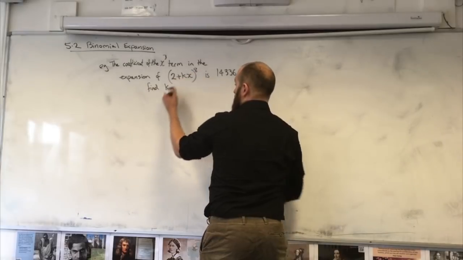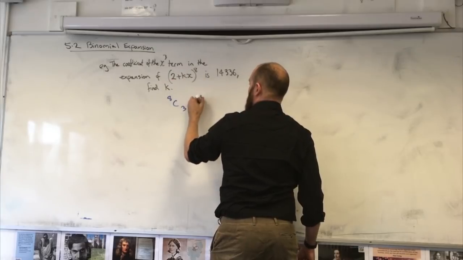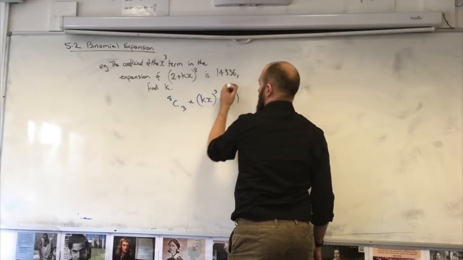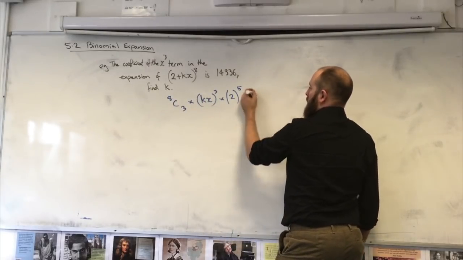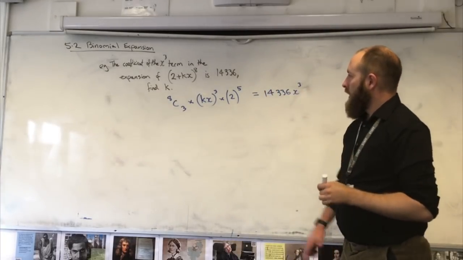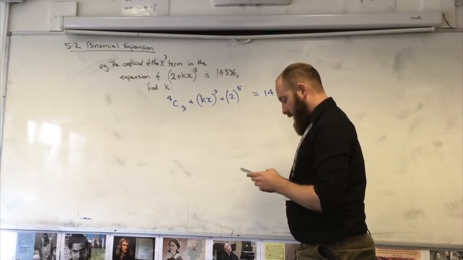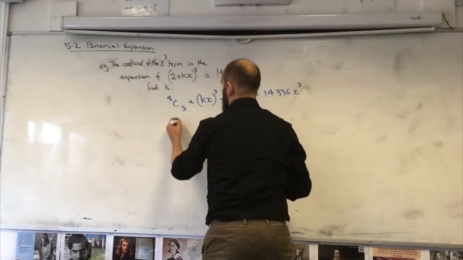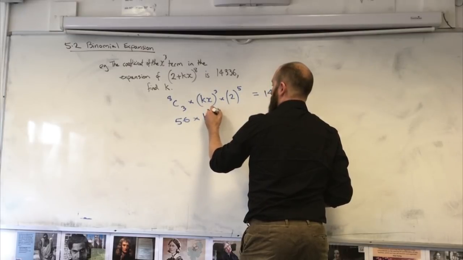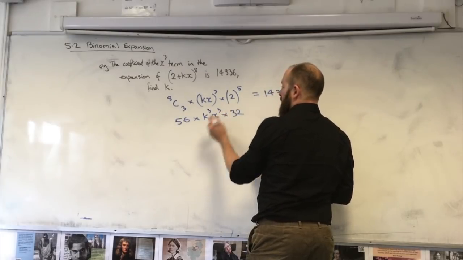So the x cubed term is going to be 8C3 times, we want x cubed, so it's going to be kx to the power 3, and then 2 to the power 5. And that should be equal to 14336 x cubed. So on our calculators, 8C3 is 56, k cubed x cubed times 2 to the 5, times 32, times all that together.